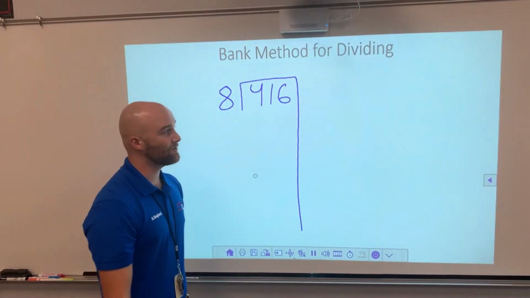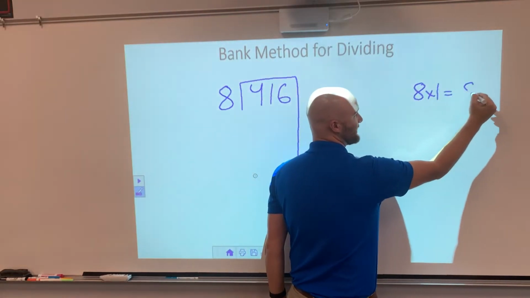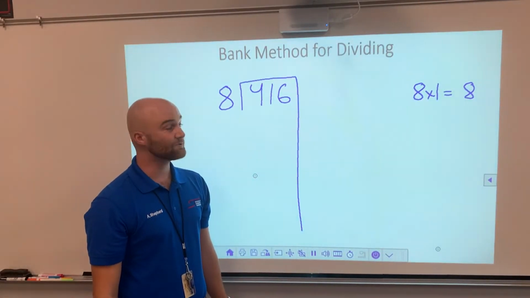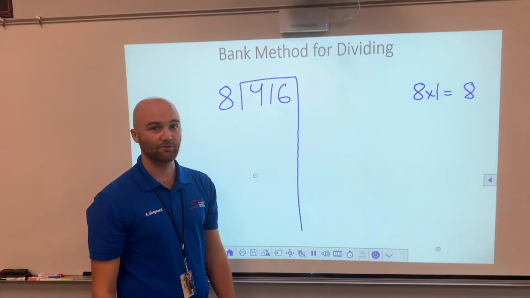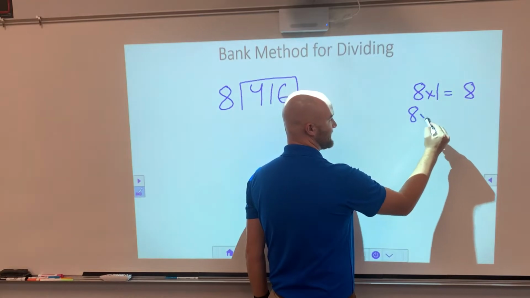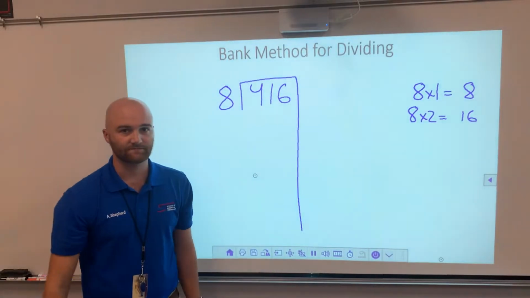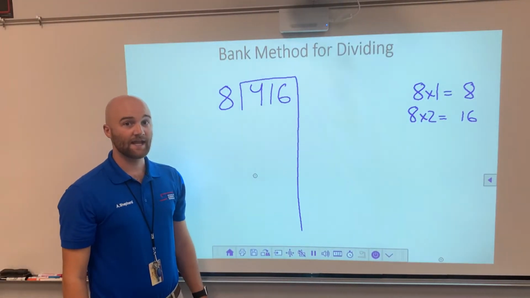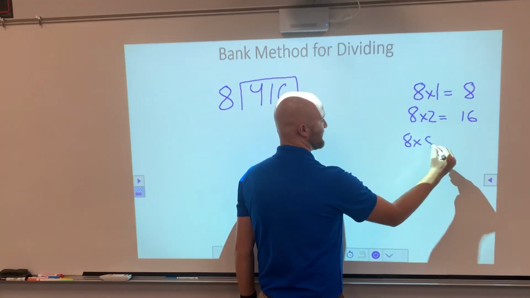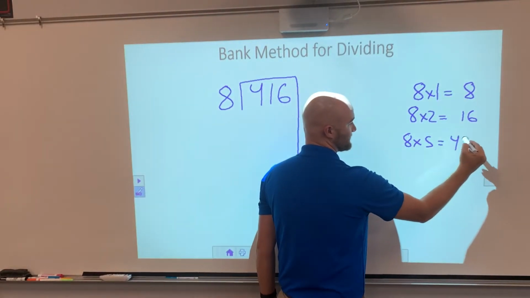This bank is going to help us to understand how 8 can fit into 416. What we're going to do is we're going to say, okay, I know that 8 times 1 is equal to 8. That's really easy. Everybody knows that one. Well, most of us also know 8 times 2, and if not, we can quickly count it up. So 8 times 2, we're also going to write that one. 8 times 2 is equal to 16. Our 5's facts are the next easiest one. We can say 8 times 5 is equal to 40.